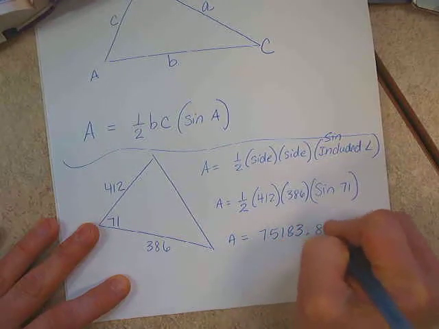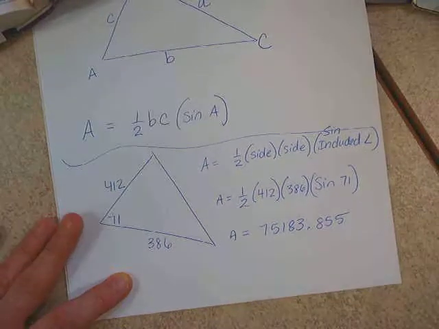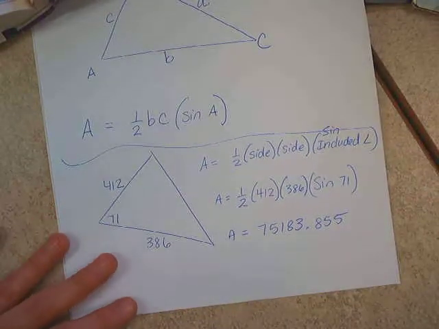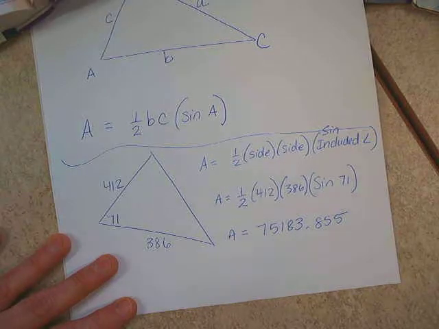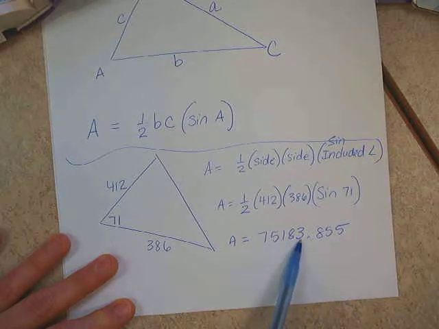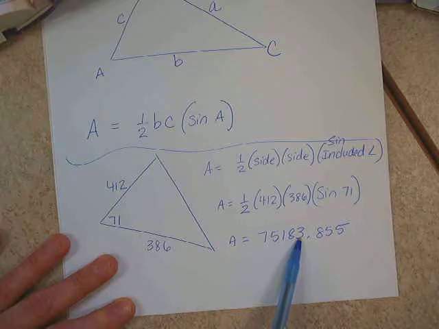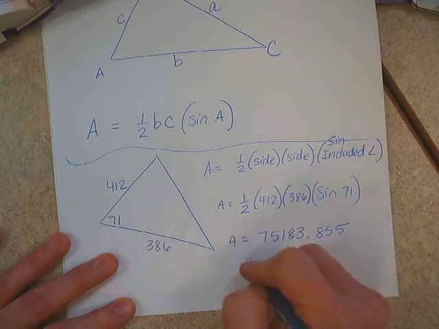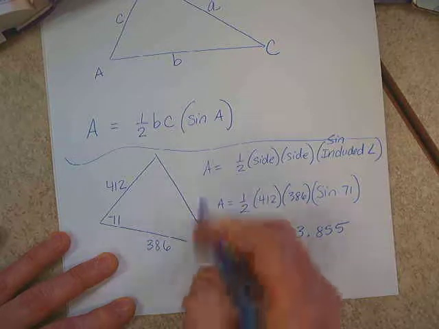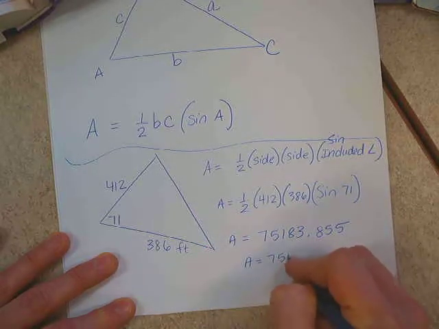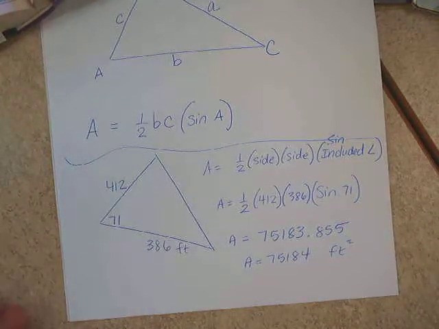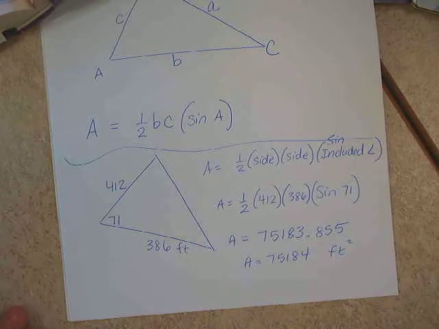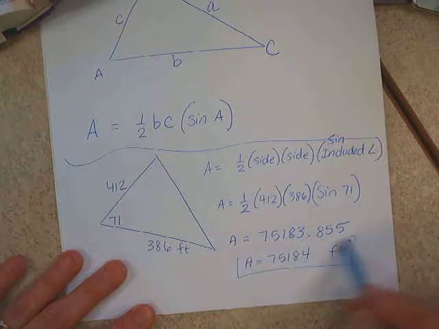Hopefully what you're coming up with is 75183.855. Okay, depending on the rounding, you could round to any point. If you're rounding to the nearest whole number, the 8 would round that up to 4. Okay, so wherever they want you to round, we're just going to say the area. These are feet, by the way. 7,184 square feet for a whole number.